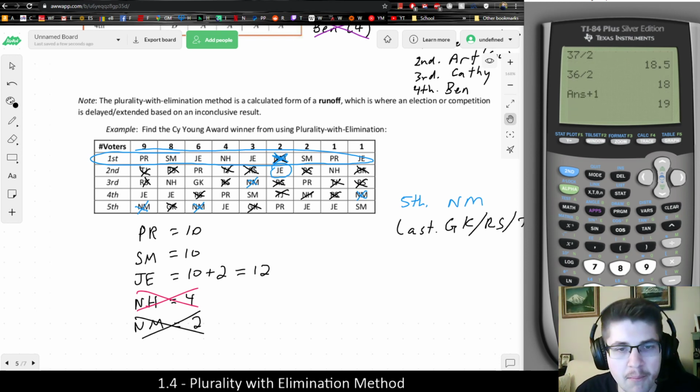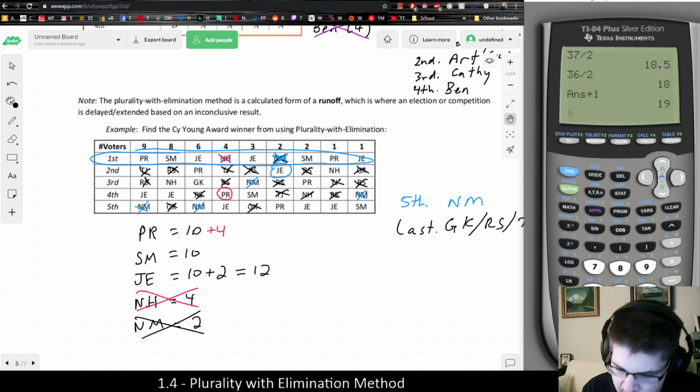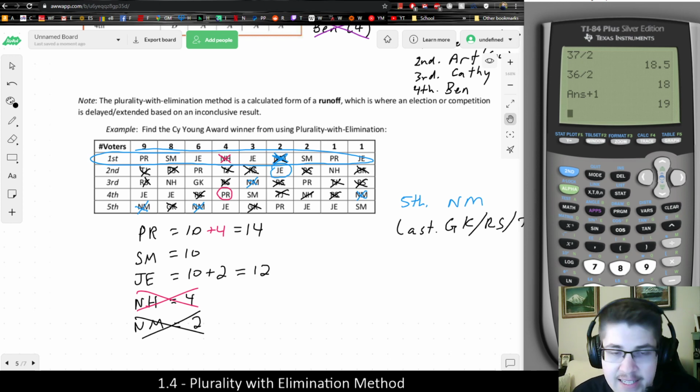I'm just doing this so I can remind myself what the majority is in this problem. Norm, NH, is going to be eliminated next, and his vote will shift all the way down to PR. That's why I X'd everyone else out, because it's a little easier to say, okay, who's next up, who's actually still a legitimate choice. So those 4 votes will be shifted to PR, which will put PR at 14. Still not a majority, so I need to keep eliminating.